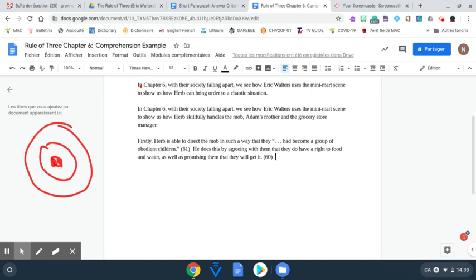Okay, so moving on into the second one. Here we could use next or something like that. We can also just quite easily use secondly. So now we're moving on to how he handles Adam's mother.